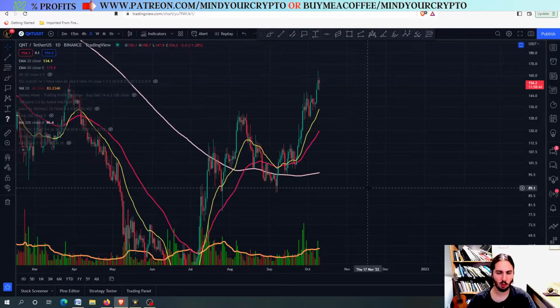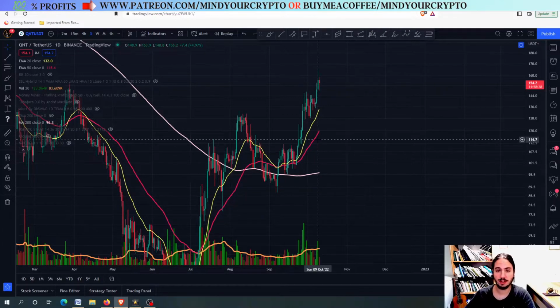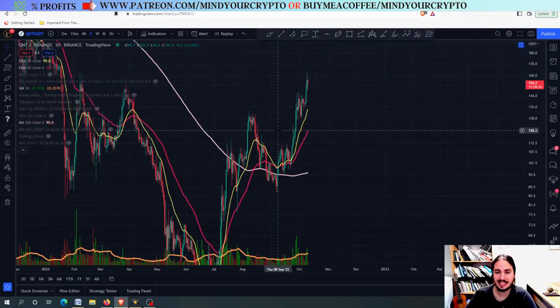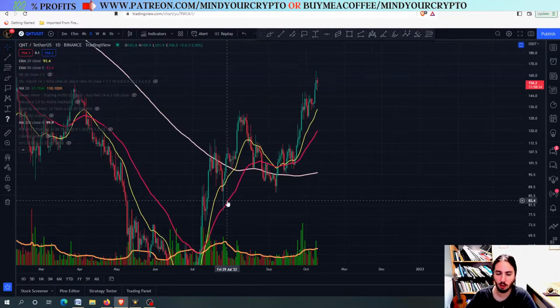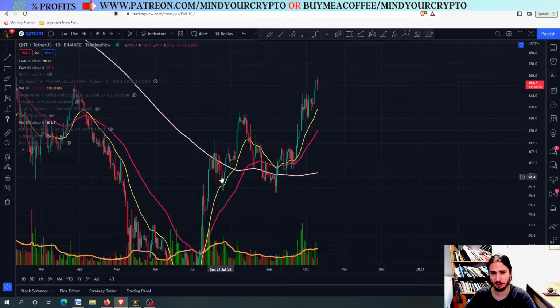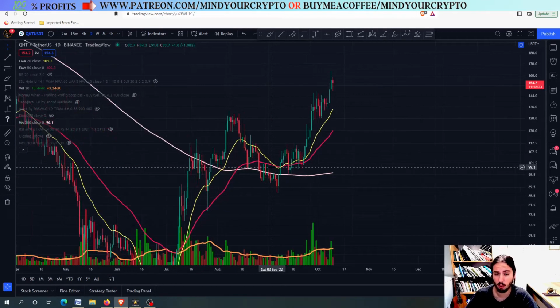Let's see right now what QNT, Quant, is going to do over the next few days in the short term. Quant has been doing insane. It has been going all the way upwards, and we are going to see first of all why we went all the way up, and secondly the next price target. So let's start with the first question. Why did we go all the way up?